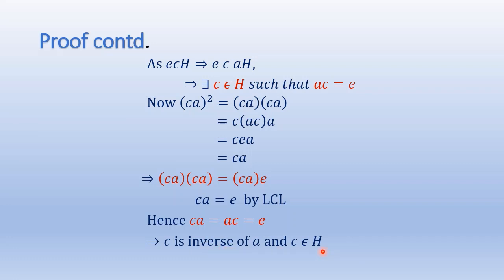Hence, inverse exists for each and every element. You have taken this a arbitrarily. So for any element a, the inverse belongs to that subset H, and identity belongs to H. So these two we have proved. Hence H is a subgroup of G.